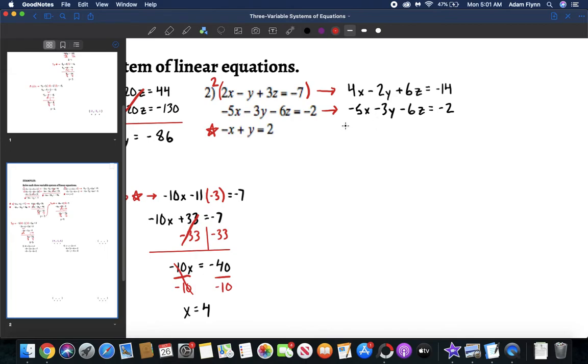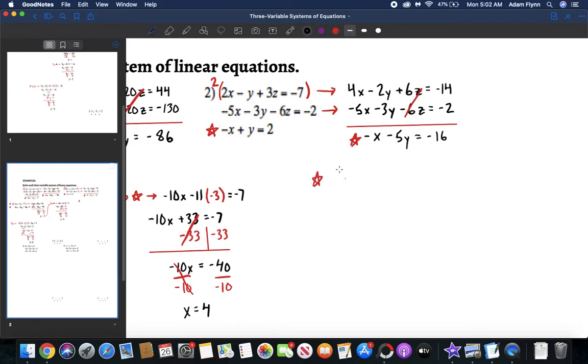So I can combine these two equations, eliminating my z's. 6z minus 6z, gone forever. 4x minus 5x is going to be a negative x. Negative 2y minus 3y is going to be negative 5y. My equals, and negative 14 minus 2 is going to be negative 16. So I'm going to put a star next to this equation as well, because I can now take these two starred equations and solve my two variable system in terms of x and y. So I am going to just rewrite my two starred equations.